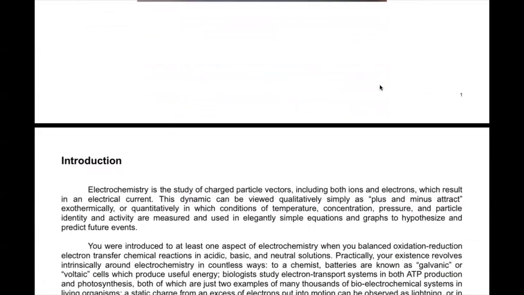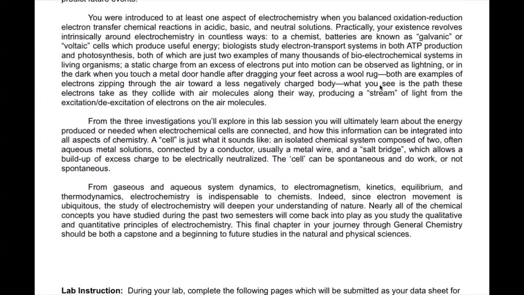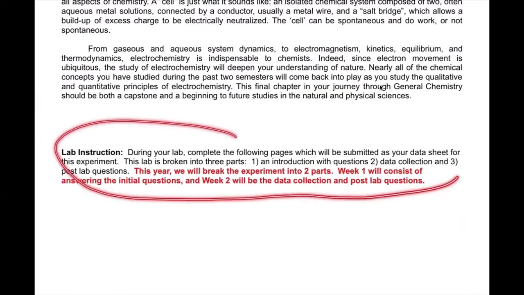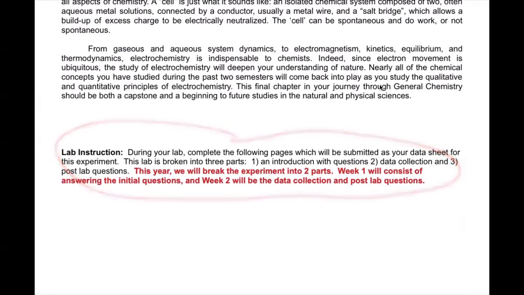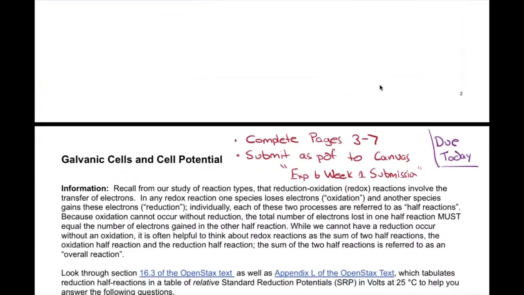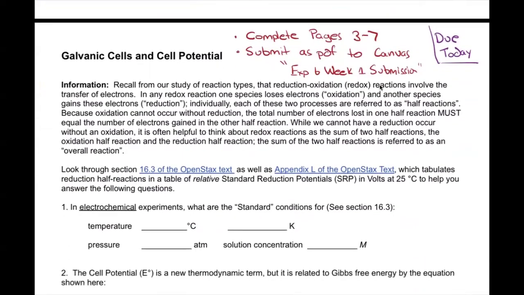As you scroll down your lab handout, as it's printed out, you can see here's overall instructions. We're going to break the lab into 2 parts. So this week, week 1, consists of answering the initial questions, and then week 2 will be the data collection. Just so we're clear, for today's lab, what we need to be doing is completing pages 3 through 7. That is starting with the page Galvanic Cells and Cell Potential.